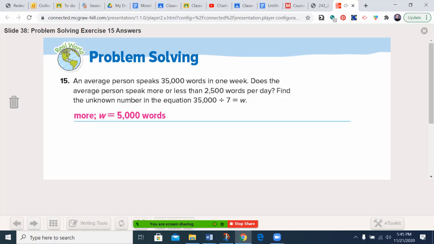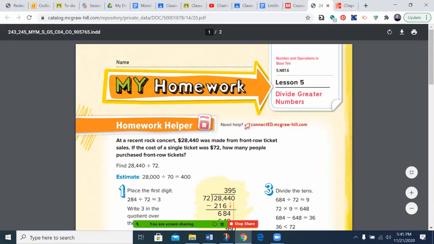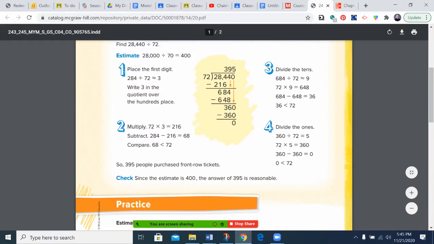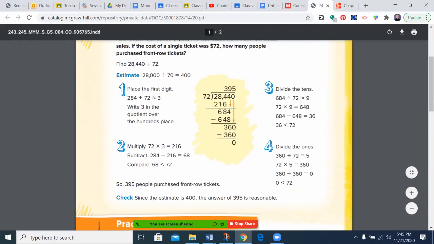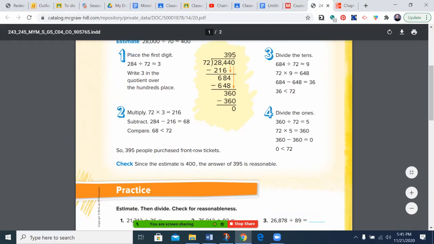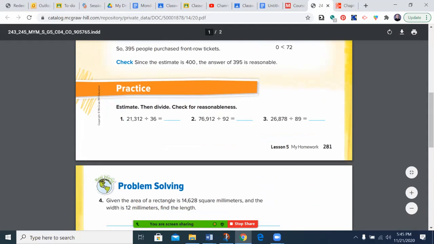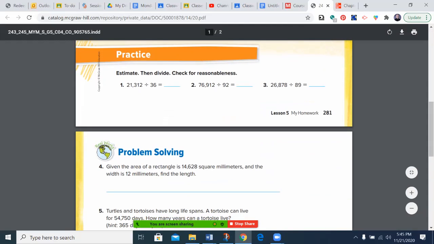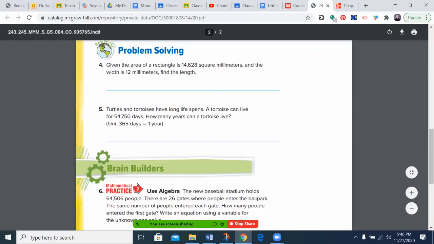At this point, I would like you to turn to page 281. This is the homework page. And as you notice, it gives you a sample problem so you can remember the steps. Use that as a tool. On numbers 1, 2, and 3, they ask you to estimate. You can do that on the side or in your head, and then divide. So you're going to want to divide these on a separate sheet of paper and be able to write the answer, or you can use a dry erase board.